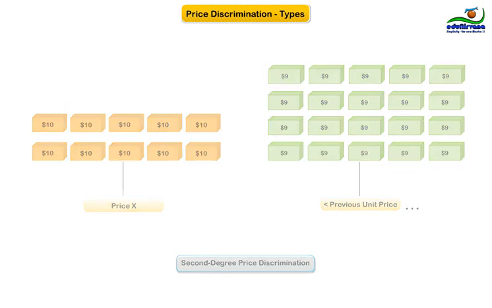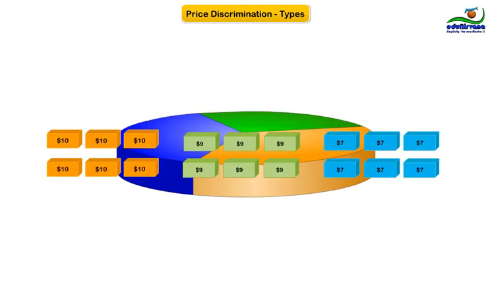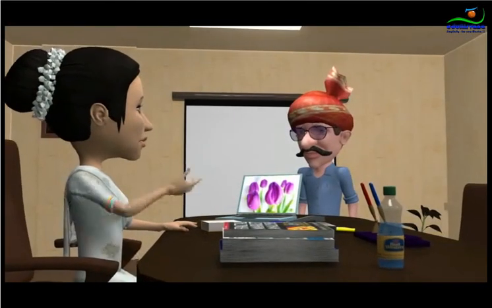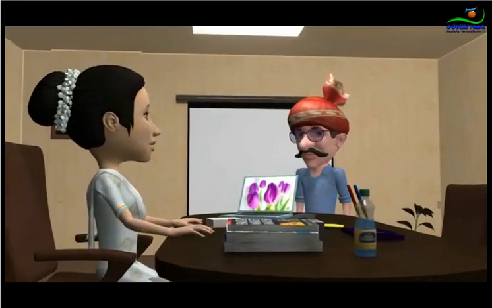If it charges different prices in different markets or charges different prices to different segments of the buying population, the monopolist practices third-degree price discrimination, sometimes called discrimination among buyers. For example, if your local pharmacy charges senior citizens lower prices for medicine than it charges non-senior citizens, it practices third-degree price discrimination. But why does a monopolist want to discriminate prices?